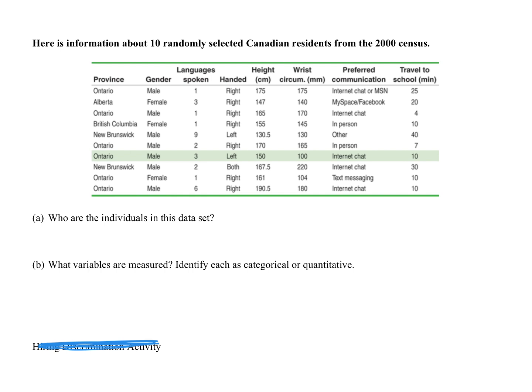Okay, let's start going over this. Who are the individuals? Augie? Augie, yeah. Okay, 10, randomly selected Canadian residents.